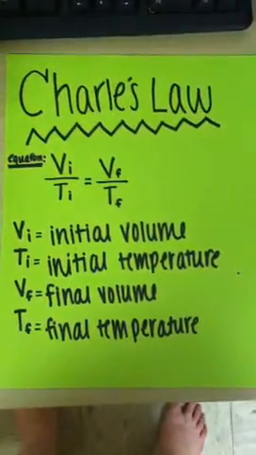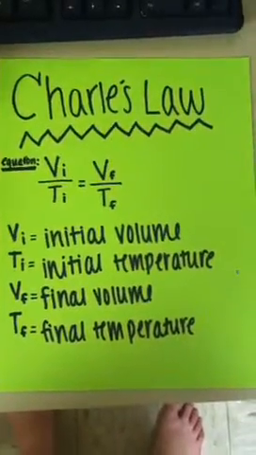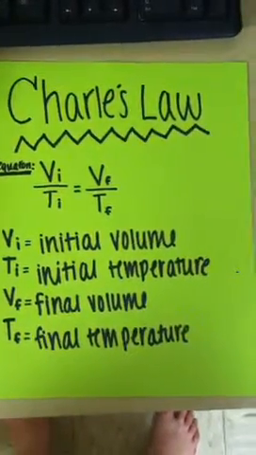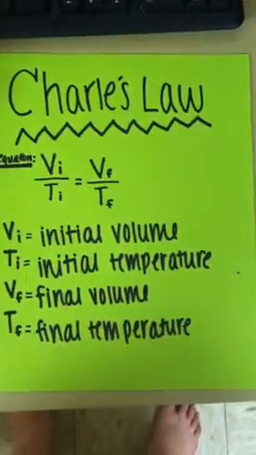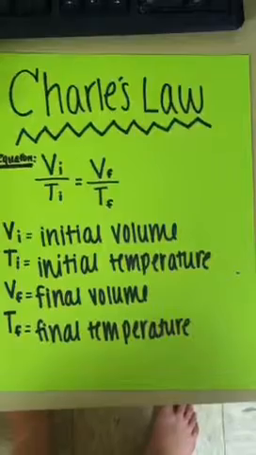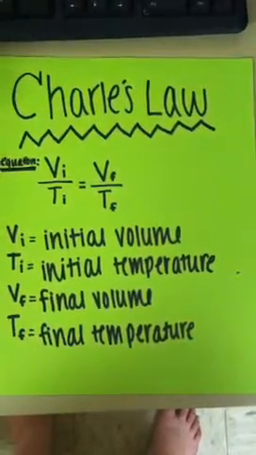The next law is Charles' law, and the equation is Vi, which is equal to initial volume, divided by Ti, which is equal to the initial temperature, and that equals Vf, which equals final volume, divided by Tf, which is final temperature.